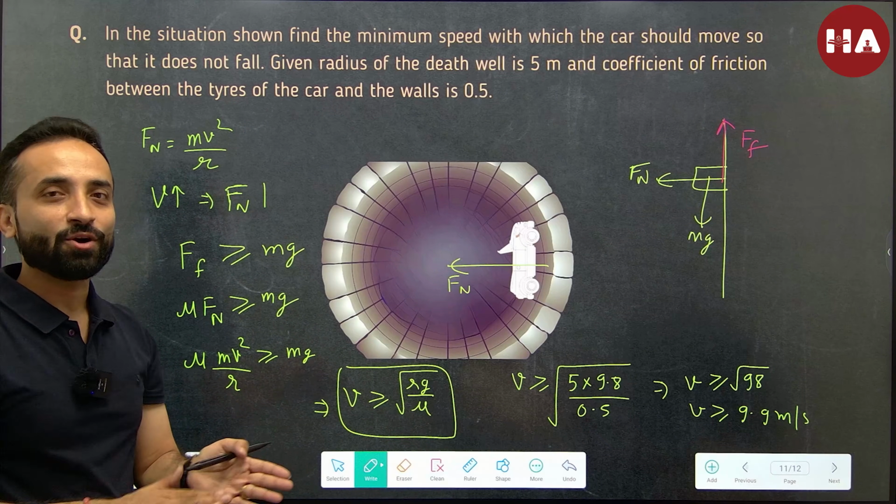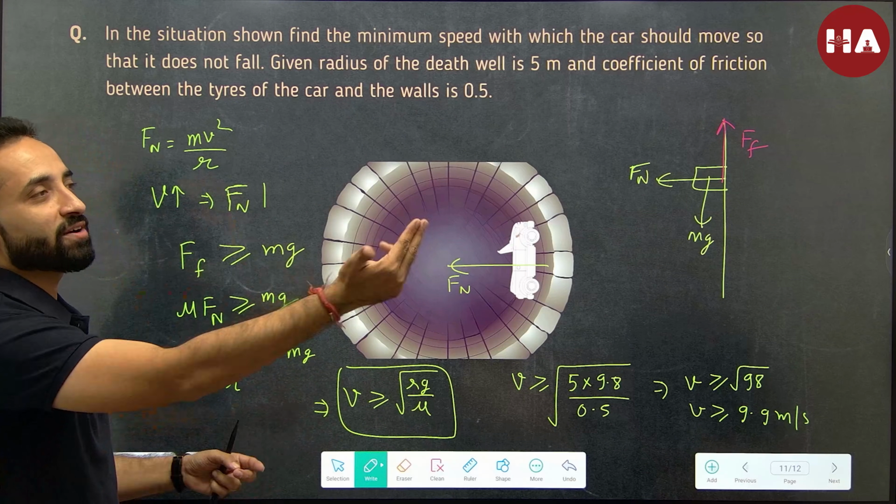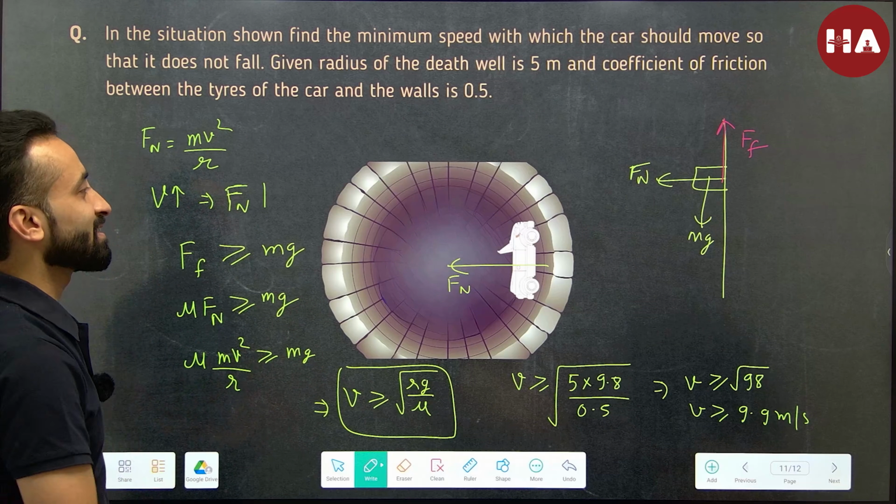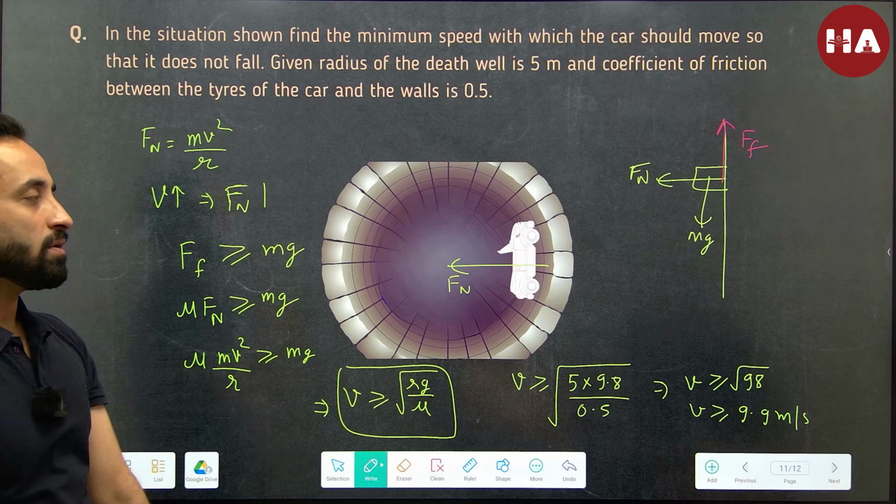It's just the opposite. Normally the road is horizontal. Here you are driving on the walls, so the road becomes vertical in that sense. Right, let's do one more and end today's class.